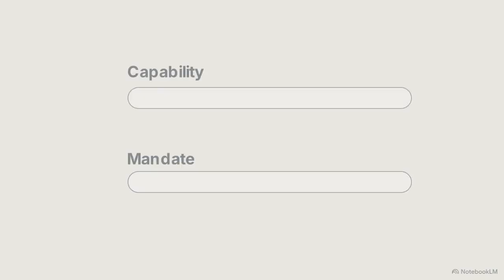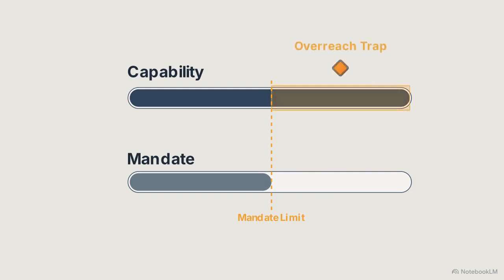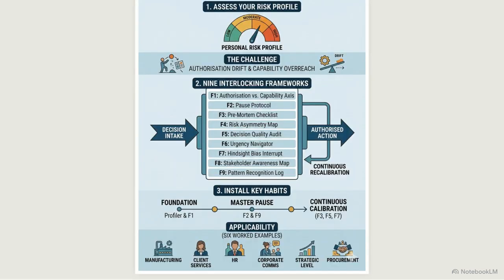It is a specific type of error that doesn't happen because you lack competence. It happens precisely because you are highly skilled, and that high level of confidence causes your capability to outrun your actual mandate. To counter this, we use a structured workflow called the master pause. It is an immediate, reliable antidote designed to interrupt that dangerous instinct.